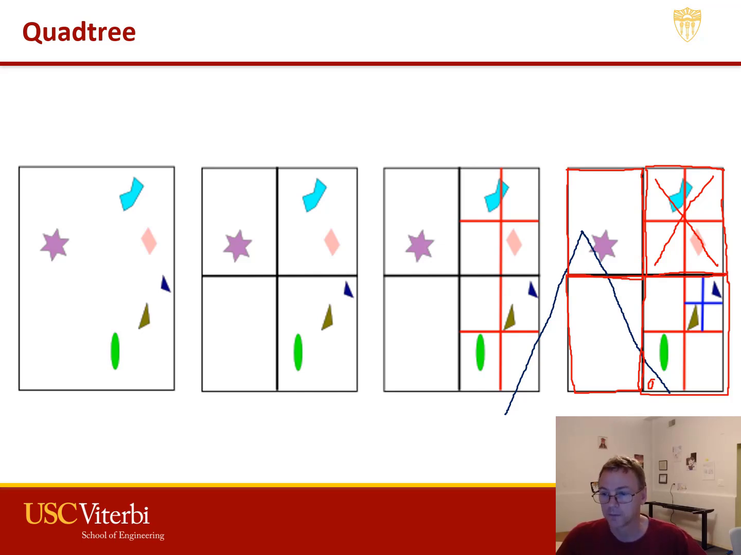So I'll change color again. Now we're going to go down a level and we'll test this one, and we can reject that one. Test this one and reject. Test this one and reject. And then we'll test this one, and we will need to draw that one. And so that's how it works. We use the tree-based traversal technique to stop going down as soon as we can.